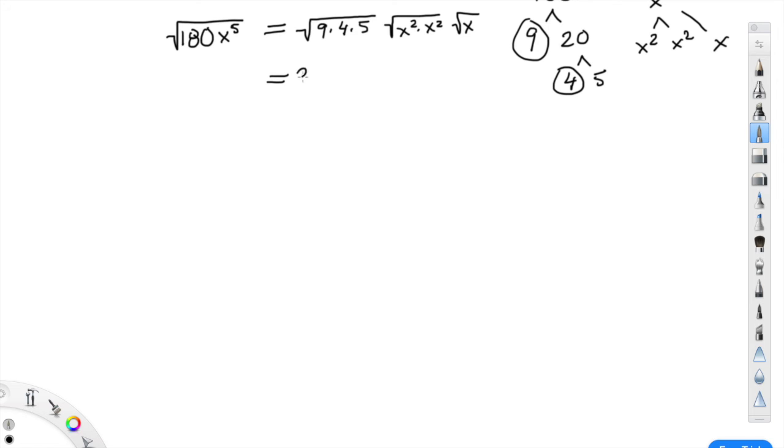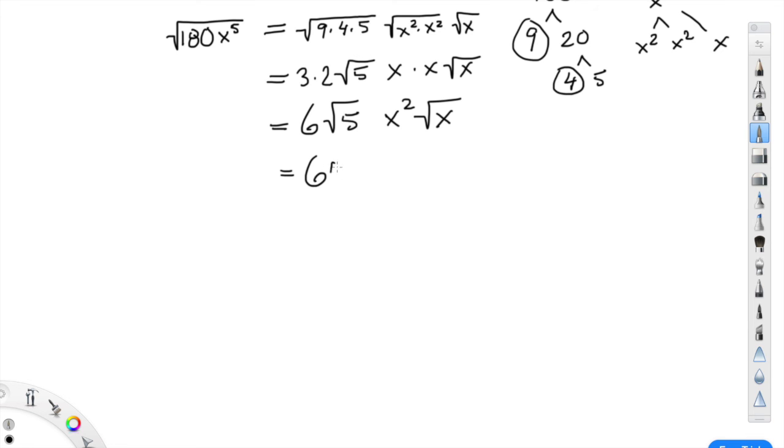The square root of 9 is 3. The square root of 4 is 2. And then we just leave 5 under the square root sign. The square root of x squared is x, and the square root of x squared again is x. And then this root x, we just leave it the way it is. So now we've got 6 root 5, and then x times x is x squared, and then root x. So this simplifies to 6x squared times root 5x.